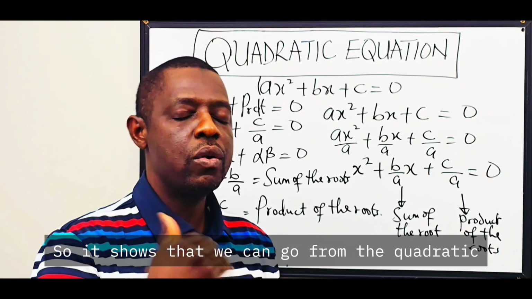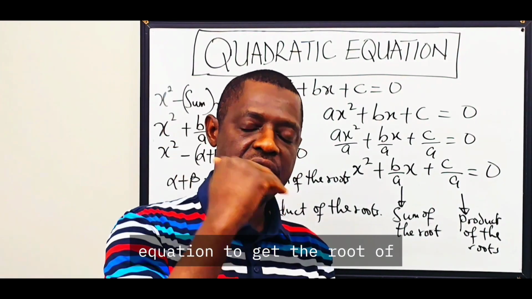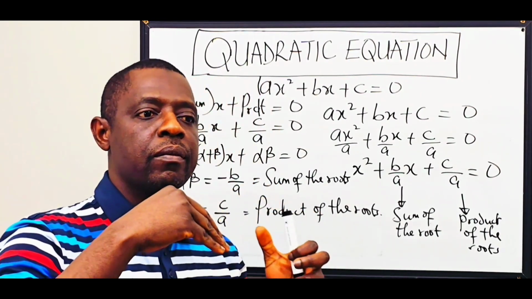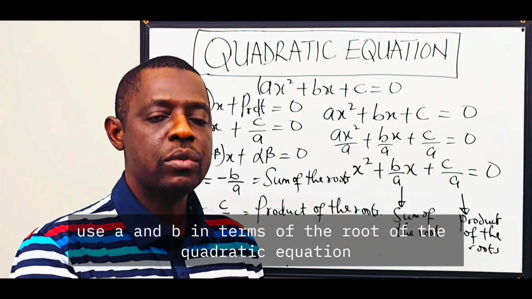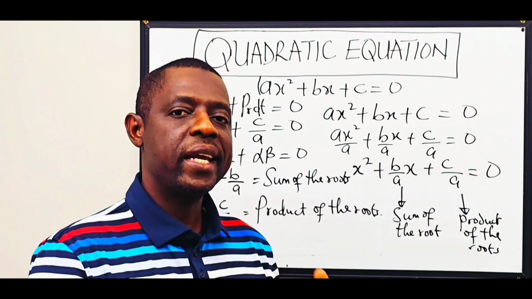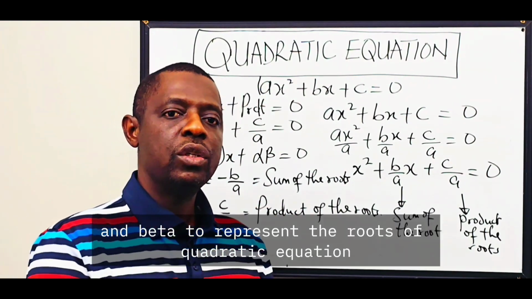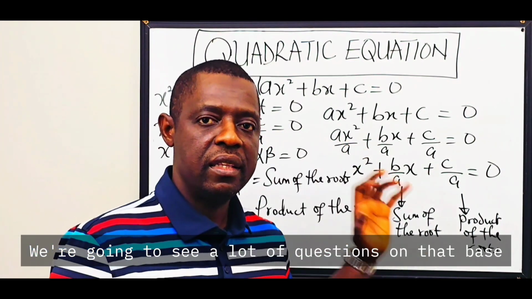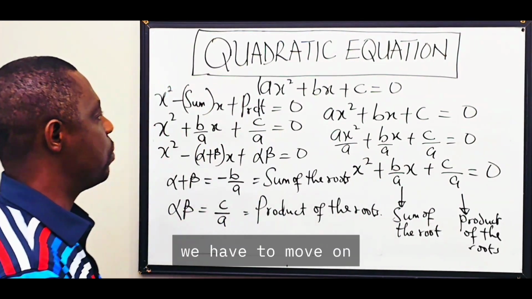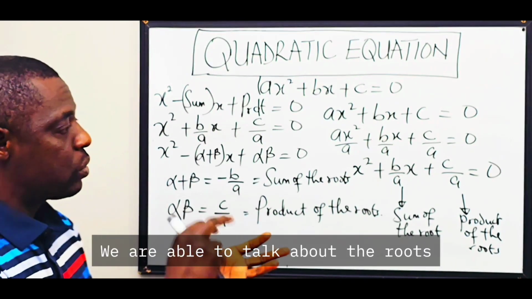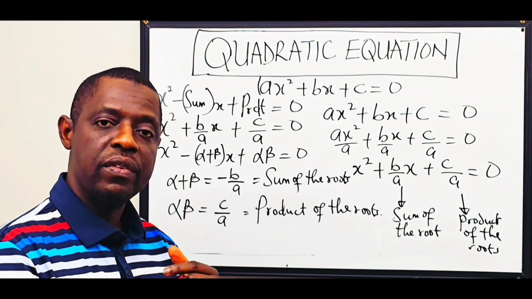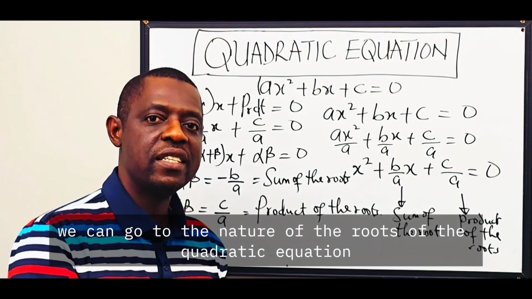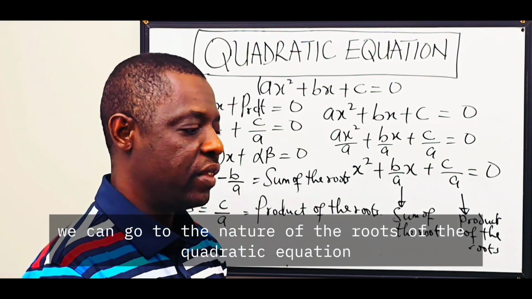So it shows that we can go from the quadratic equation to get the roots of that equation, and from the roots to that quadratic equation. We can also use a and b in terms of the roots of the quadratic equation. We can also use alpha and beta to represent the roots of the quadratic equation. We're going to see a lot of questions under this, but we have to move on. We have talked about the roots of the quadratic equation, the sum and product of the roots. We can go to the nature of the roots of the quadratic equation.